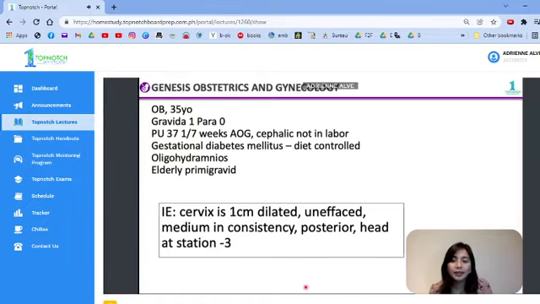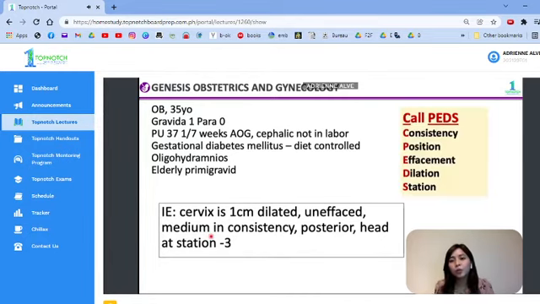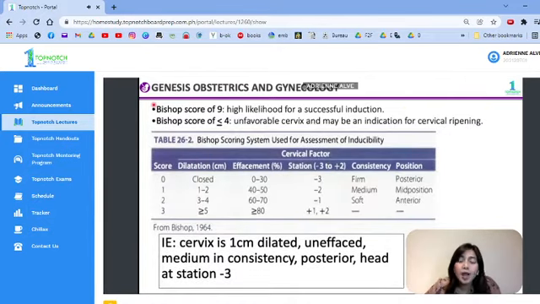Ang Bishop score ay depende sa interpretation, sa scoring nitong each finding mo for your cervical findings sa IE. Okay, na-mention ko na itong mnemonic na to kanina, CALL PEDS. So si CALL PEDS actually siya ang mnemonic ko for your Bishop scoring. So ito ang components ng Bishop score mo. C-PEDS: consistency, position, effacement, dilatation or dilation, and station. So hindi ko na isa-isahin kung ano yung description for each. So a Bishop score of at least 9 means na you have a go signal for labor induction. If you have a score of 4 or below, it means that you have an unfavorable cervix, and this is an indication for cervical ripening.